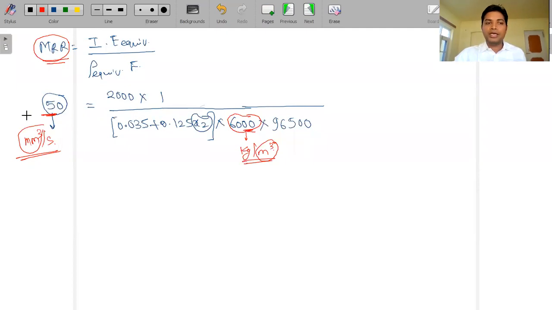Okay, so here I have 50 mm cube per second. When you convert that into meters, 1 millimeter equals 10 raised to power minus 3 meter. So you just have to write 10 raised to power minus 3, cubed, so it will become 10 raised to power minus 9. Is it okay, guys? Yes, sir.